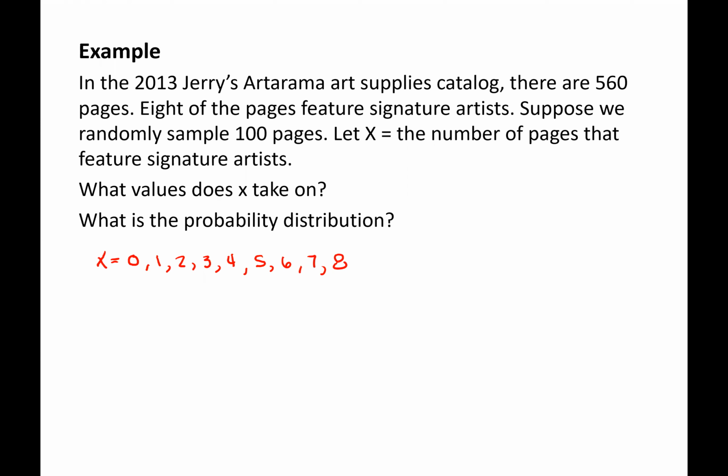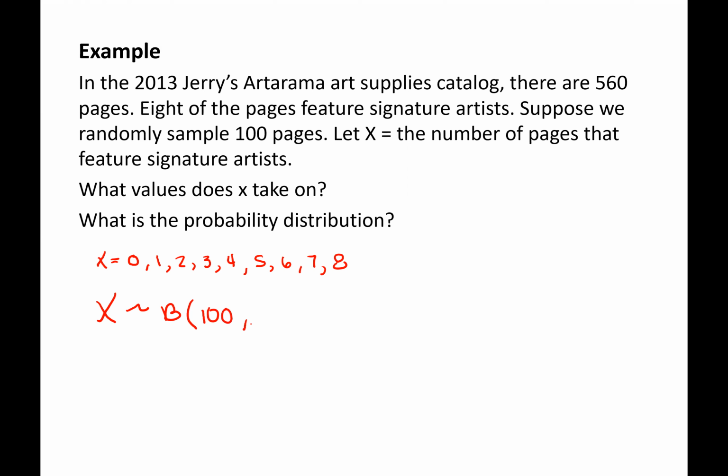And this is a binomial because when I look at these 100 pages, the page either features a signature artist or it doesn't. It does one or the other. So we have a success or we have a failure. A success would be that it does feature a signature artist. A failure would be that the page doesn't. So this is binomial. And we're looking at 100 pages. So our number of trials, n, is 100.